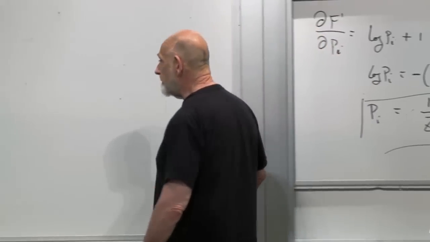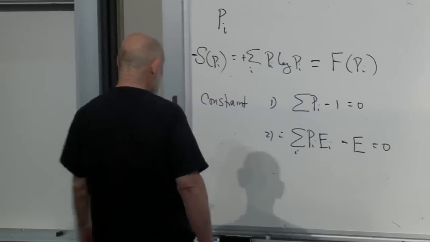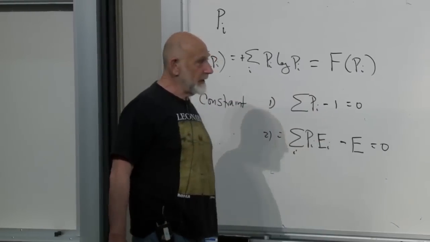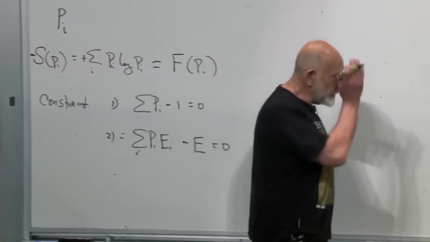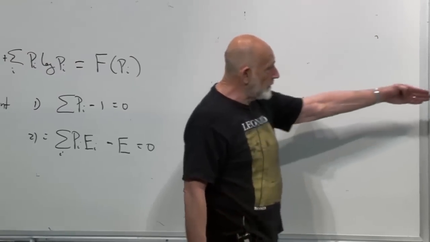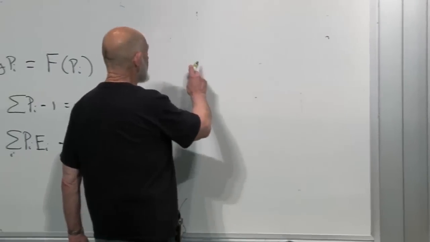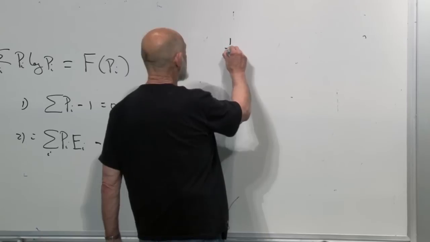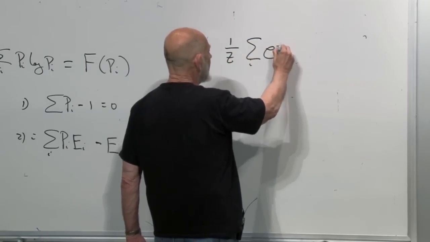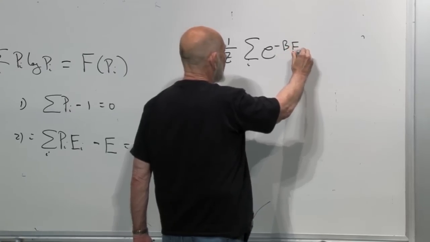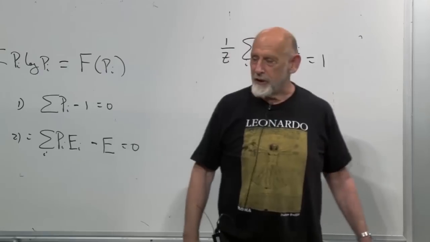All right, now we have to come back. How do we fix the Lagrange multipliers? We fix the Lagrange multipliers by making sure the constraints are satisfied. So the first constraint is that the sum of all the probabilities has to add up to 1. That's the equation. Let's write it out. 1 over z times the summation over I of e to the minus beta e sub I is equal to 1. Incidentally, where do the e sub i's come from? What are they?